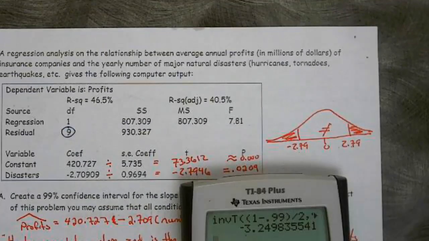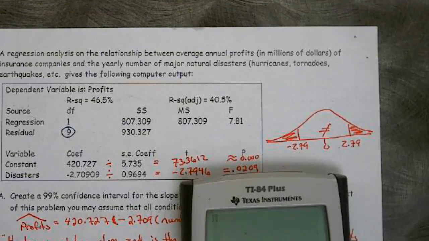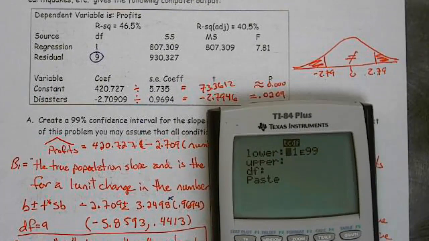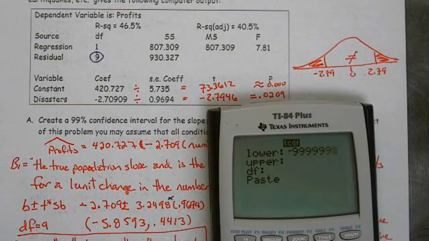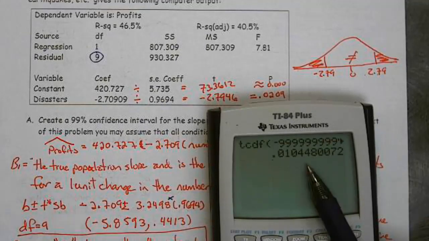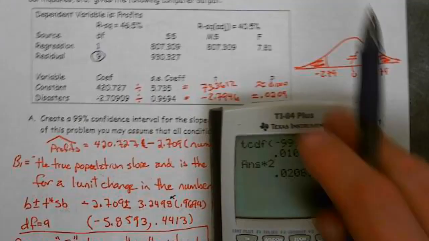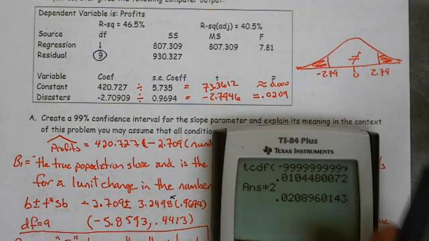So here's what we need to do. We're going to go second vars, TCDF, and since we're going to end up with a negative, we'll go from negative infinity, or negative 99999. Our upper bound is going to be negative 2.70909 divided by 0.9694. And our degrees of freedom are 9. And we get a value. But it's 2 tails, so I have to double it. So that's where this 0.0208 or 0.0209 comes from.